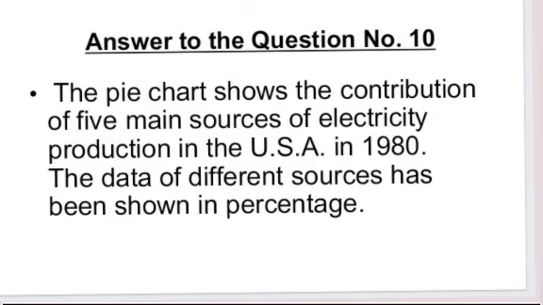And then comes our first part, the introductory part, where we are going to take the name of the subject and other information. As it was a pie chart, let us see what we have written. The pie chart shows the contribution of 5 main sources of electricity production in the USA. That means there were 5 sectors that contributed to the total electricity production of the USA in 1980. The data of different sources has been shown in percentage. As you can remember, all the data were shown in percentage and the pie chart was presented accordingly.